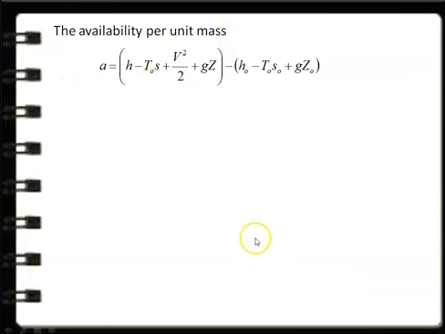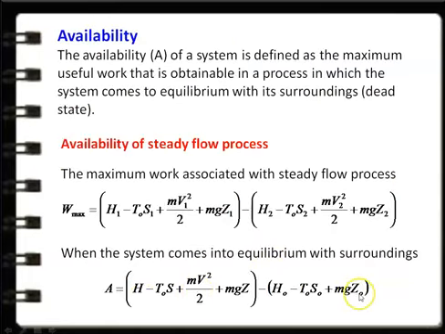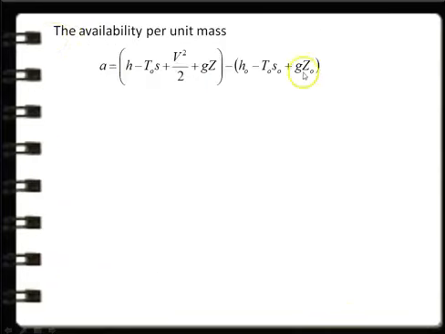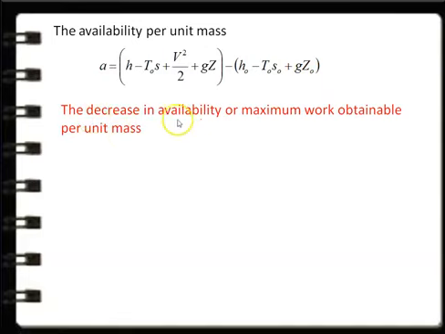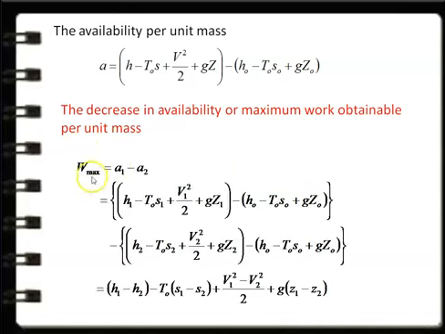For the availability per unit mass, we divide by the mass throughout. So for 1 kg of the fluid, we reduce the equation per unit mass. Small a equals small h minus T0 into s plus V square by 2 plus g z, minus h0 minus T0 s0 plus g z0. The decrease in availability, or maximum work obtainable per unit mass, is W max equal to A1 minus A2. You substitute everything, so this is the general availability function.